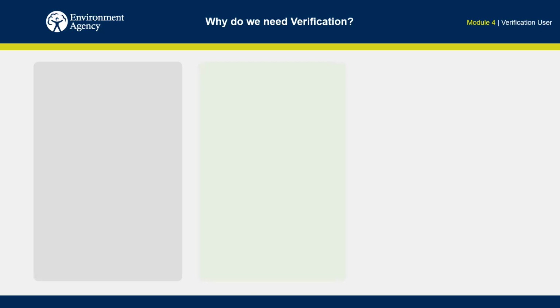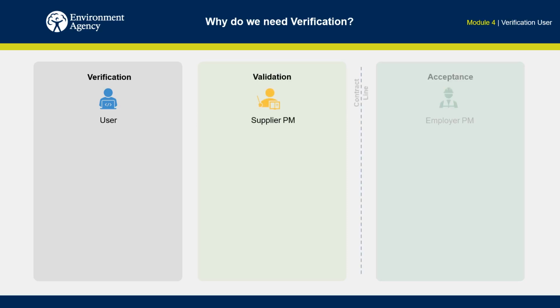There are 3 stages we need to undertake to verify that graphical deliverables comply with the standards: automated verification by the user, manual validation by the supplier project manager, and manual verification and acceptance by the employer project manager.